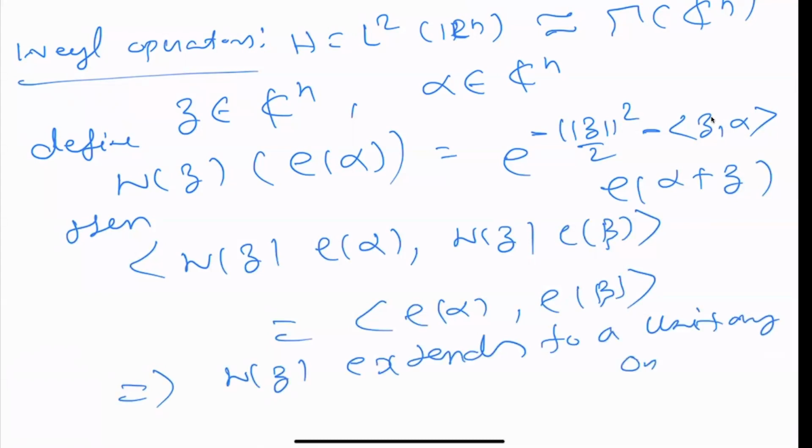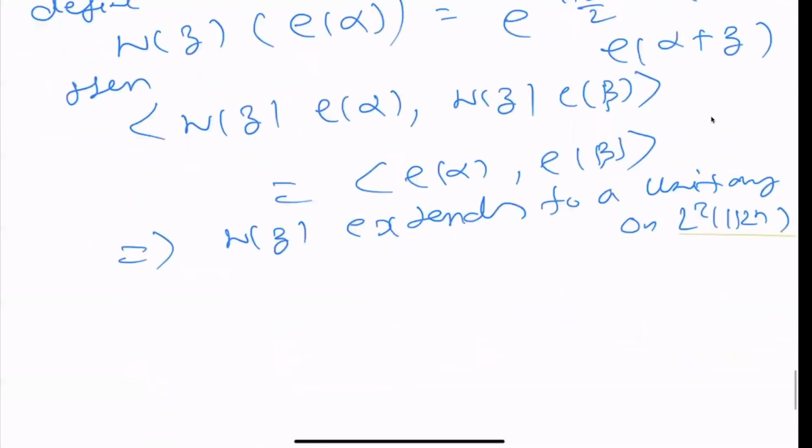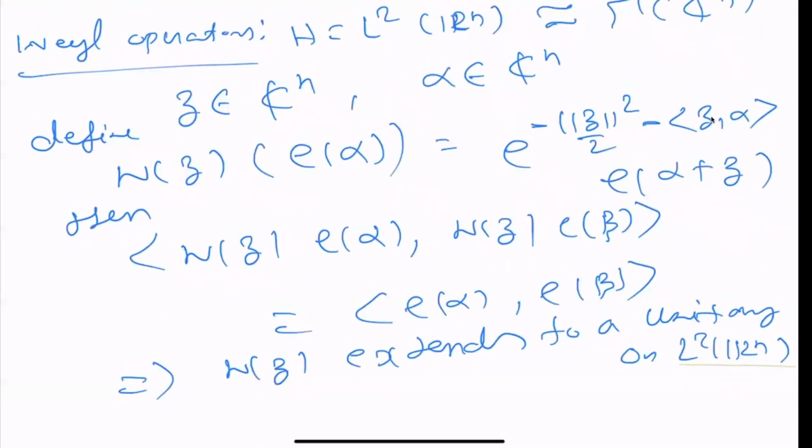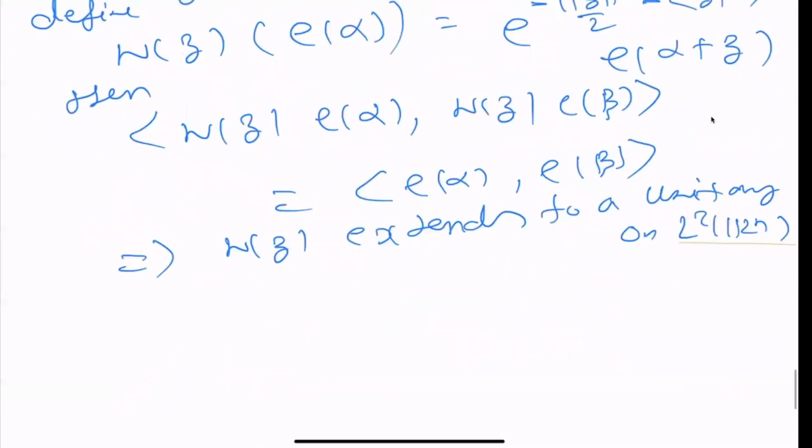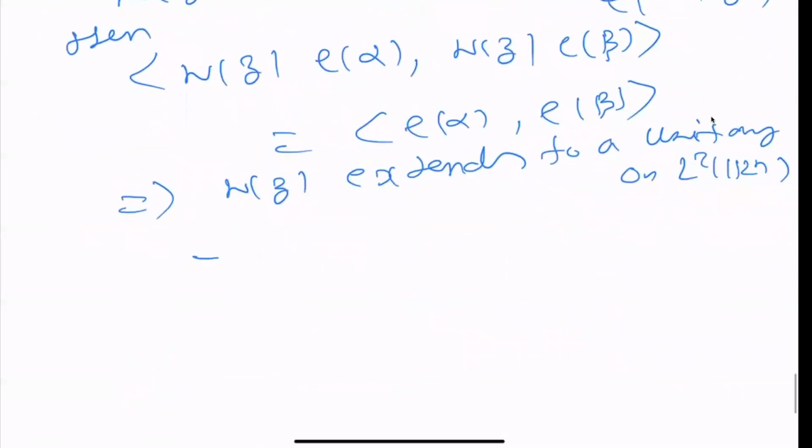Unitary on this Fock space, L2 of Rn. Here for that, we are using the property of gamma of Cn. We have verified it for gamma of Cn, so the same thing will work. So W of Z, these are all what are called Weyl operators.